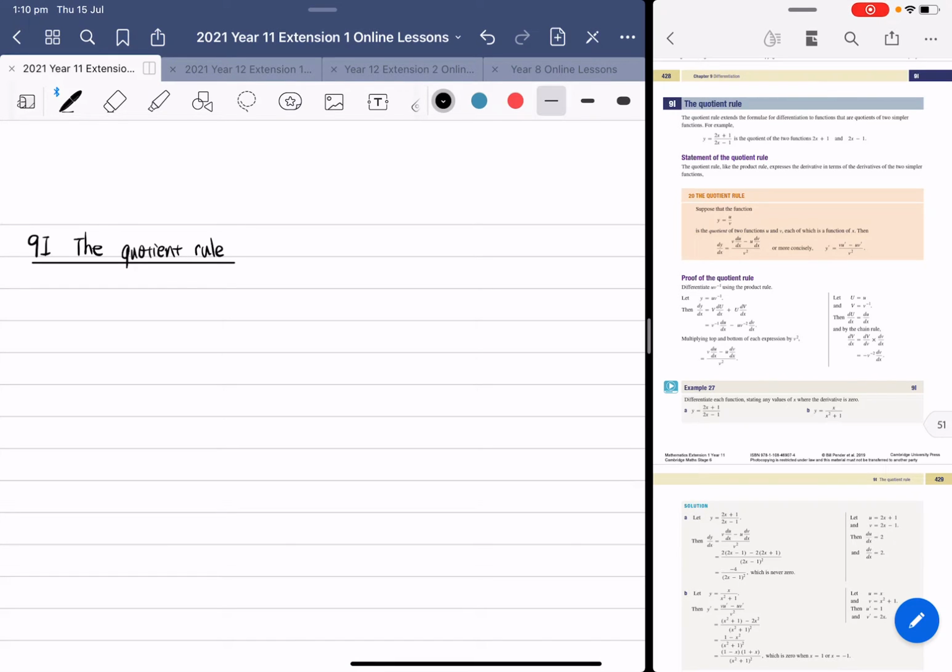Okay, this lesson we're going to do the quotient rule. Again, we have done the quotient rule in class, so I'm just going to use this opportunity to go through some exercise questions in terms of the quotient rule.